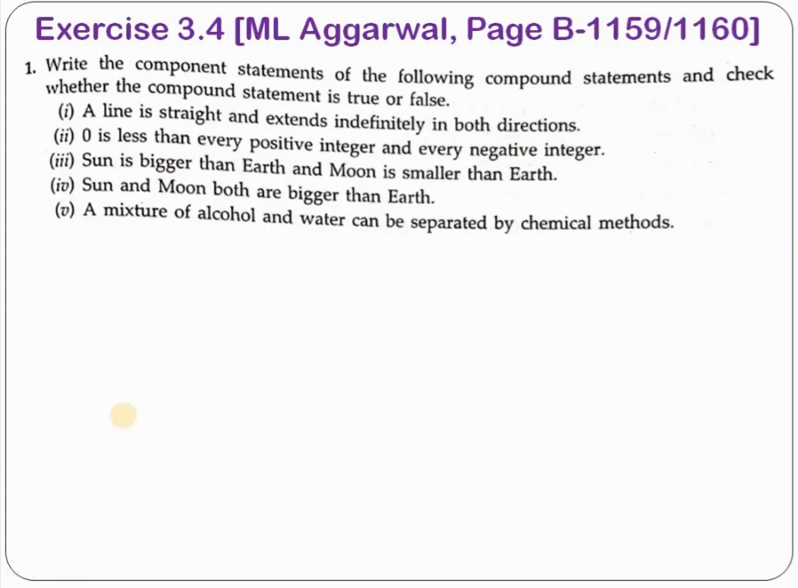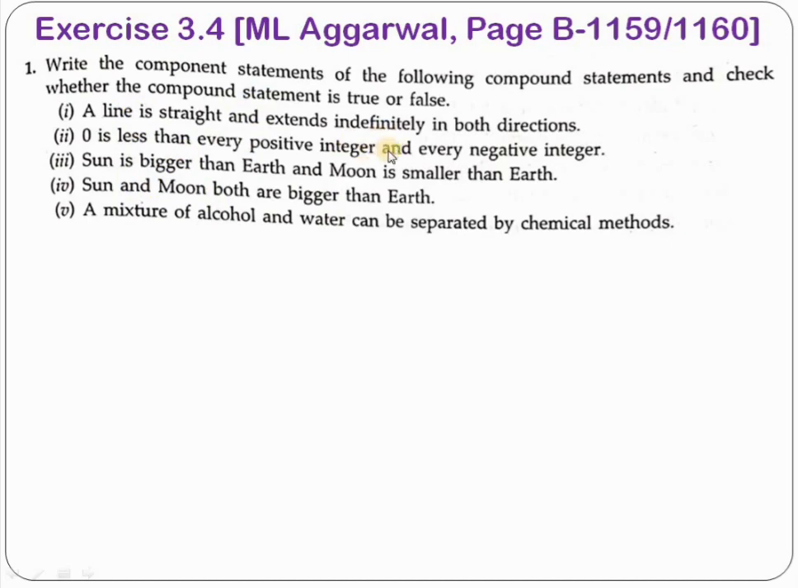Let's have a look at the problems, that is exercise 3.4. Whatever we have learned just now is not going to be useful in this particular exercise. Instead, what we learned in our first video will be useful. The question says, write the component statements of the following compound statements and check whether the compound statement is true or false. Here, if you check, in every compound statement you will find there's a word and.